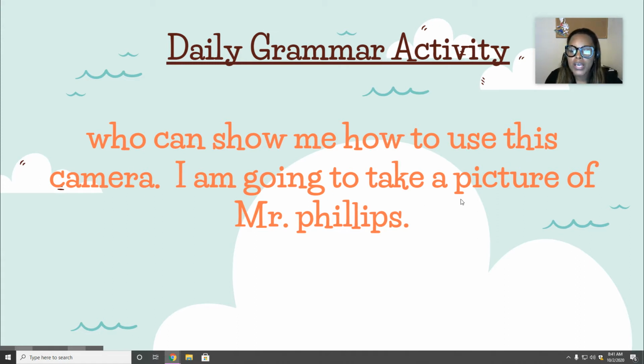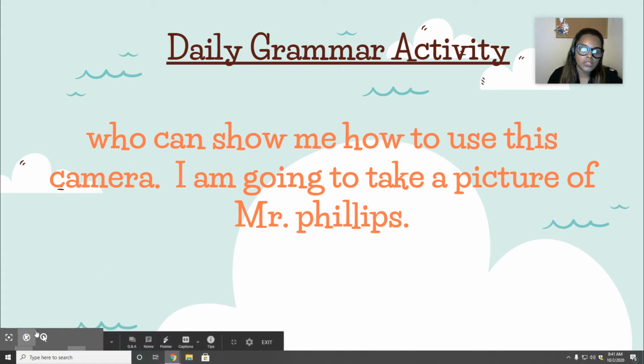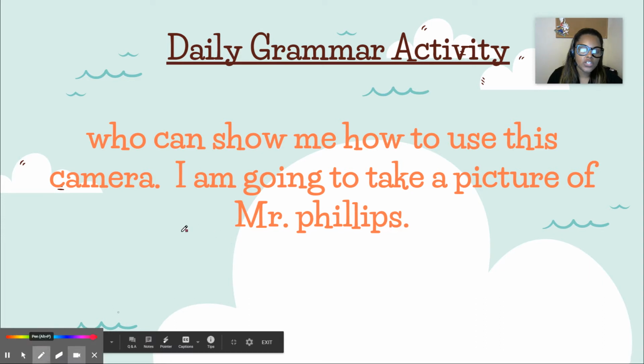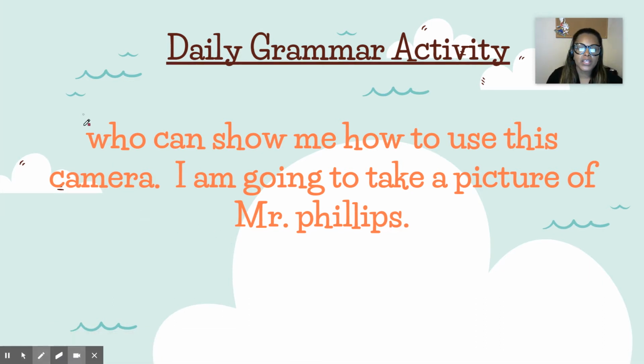I am going to take a picture of Mr. Phillips. So, first things first, the beginning of a sentence always begins with a capital. So we want to correct that. Now, is this a question, a statement, or something with some excitement for that exclamation point? Who can show me how to use this camera? That's a question. So we need a question mark here, guys. I am going to take a picture of Mr. Phillips. Well, this is a name. It's special. So we need a capital P here.